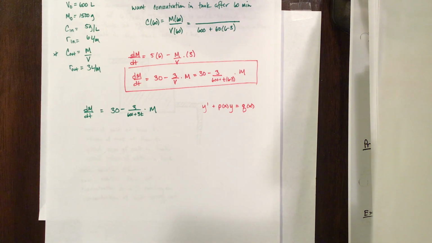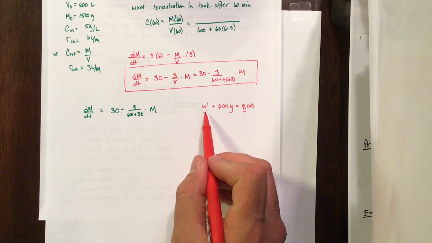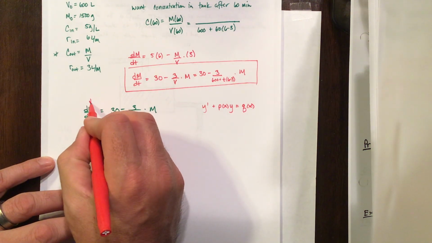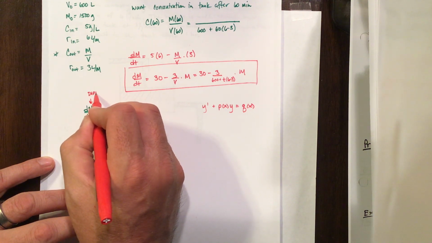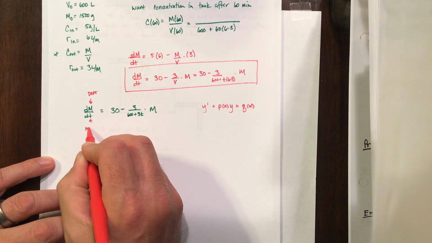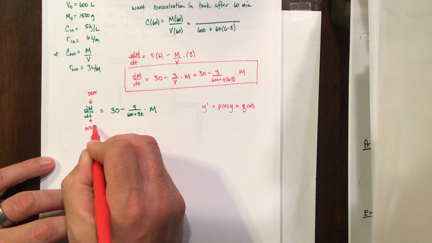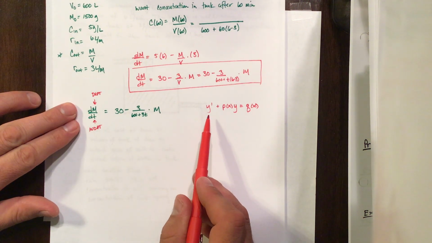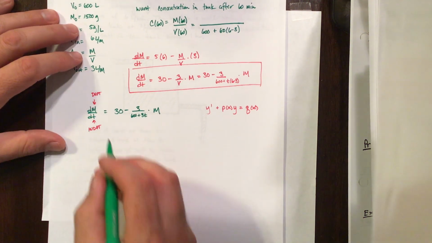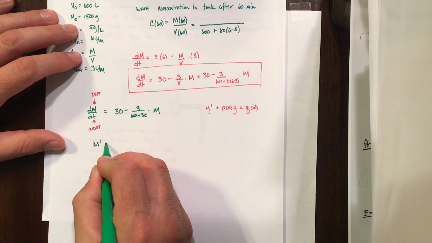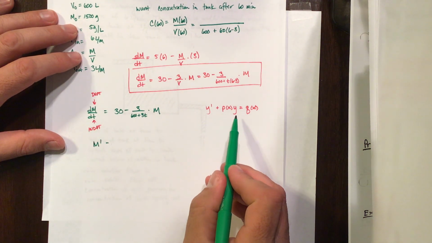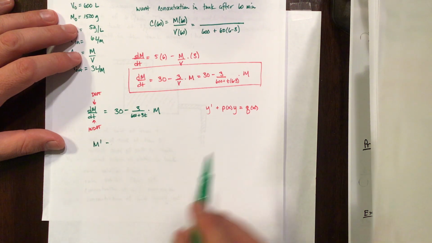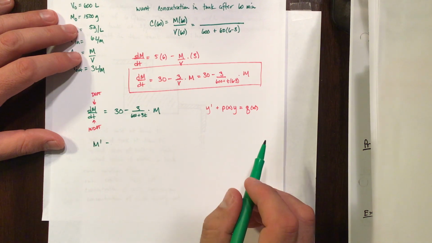Okay, so here, y is my dependent variable, x is my independent variable. Here, m is my dependent variable, t is my independent variable. So dm/dt is playing the role of y prime, so let's call this m prime. And I want all the terms that involve m on the left-hand side of the equation, things that involve t on the right-hand side of the equation.